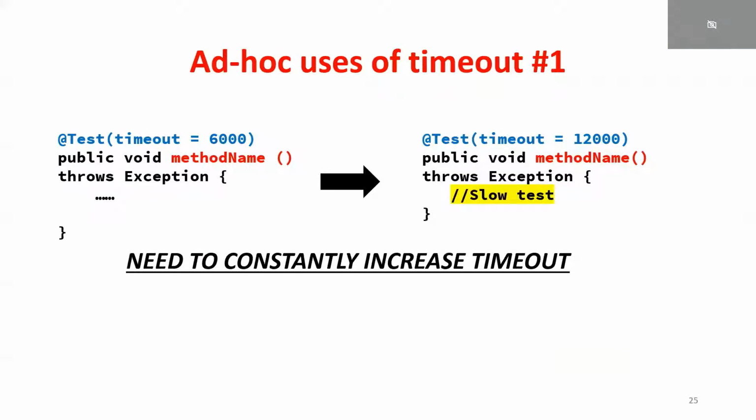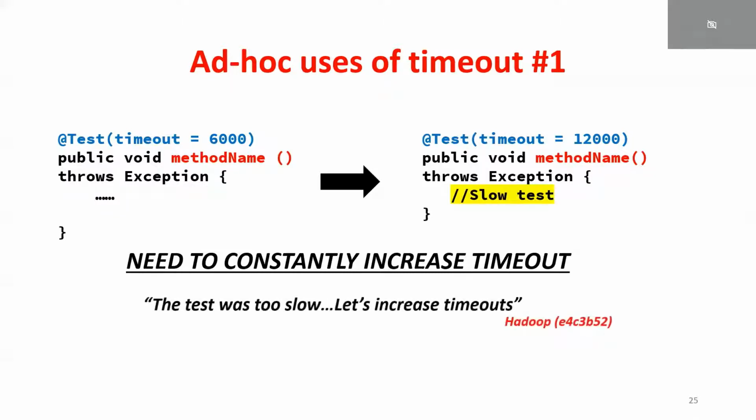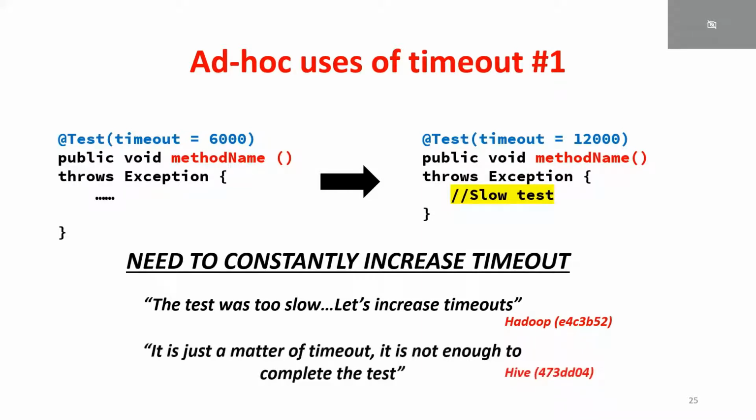Despite the benefit of using timeout, we find that developers need to constantly increase the timeout. In Hadoop, a developer asked to increase the timeout of the slow test. However, there is no discussion about why tests became slow in the first place, and the developer proposes increasing the timeout as a solution. Similarly, in Hive, developers discuss as if increasing the timeout is a solution to fixing the slow test.